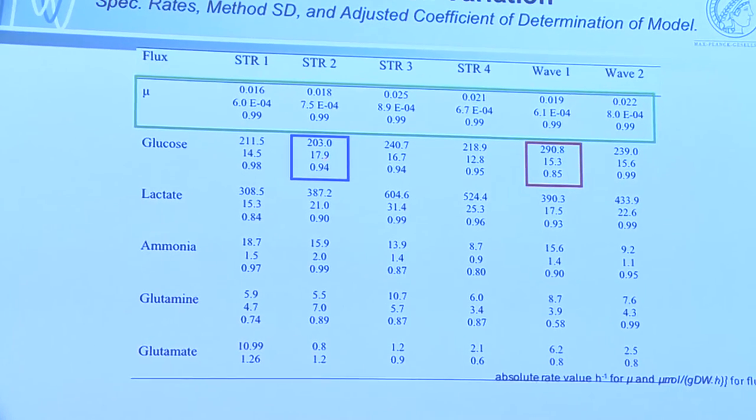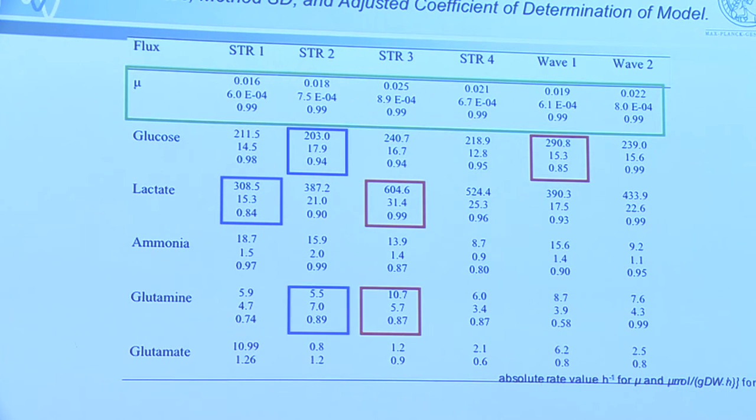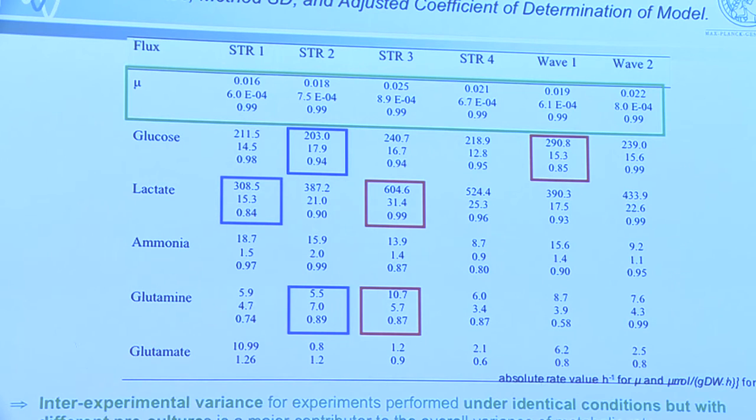The glucose rate in this experiment is 203, and 290 in the wave. But if you look at lactate, for instance, it's 300 versus 600. This is supposed to be the same experiment in the same bioreactor. And the same holds for glutamine. There's a factor of two between biological replications. So you have to be extremely careful if you interpret metabolic flux analysis results.